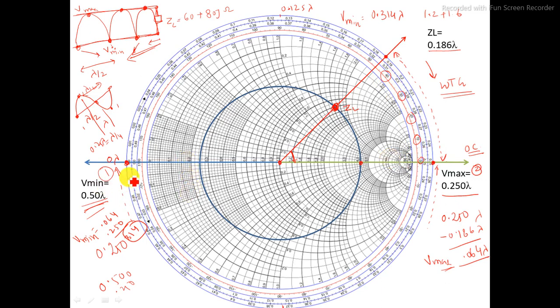Next, suppose it is asked to find the second maxima. Once you have the V maxima value, just add 0.5 lambda and you will get the next maxima. That will be 0.564. In the same way, add 0.5 lambda to the V minima point and you will get the next minima point. Likewise, infinite maxima and minima are possible, but it depends on the length of your transmission line how many maxima and minima will come from the load point. This way you can find the V maximum and V minimum point.